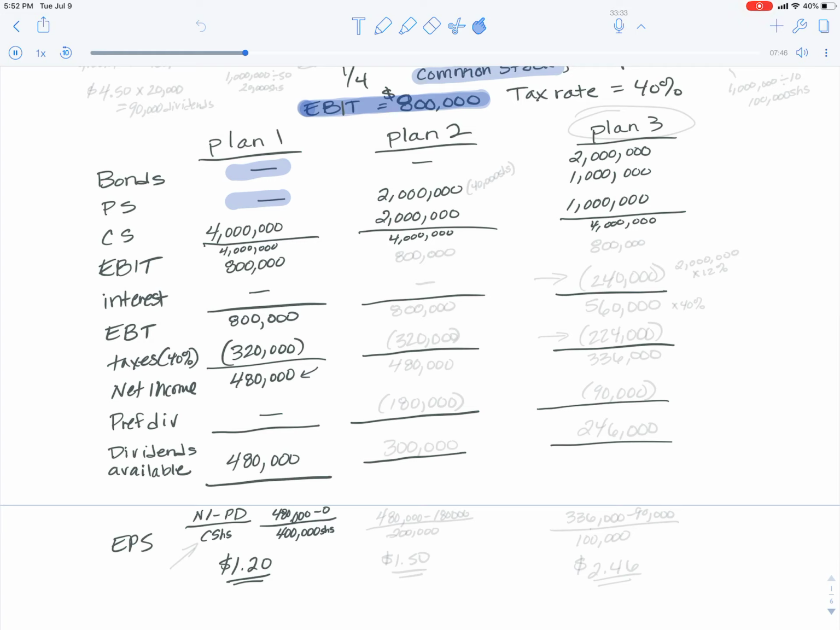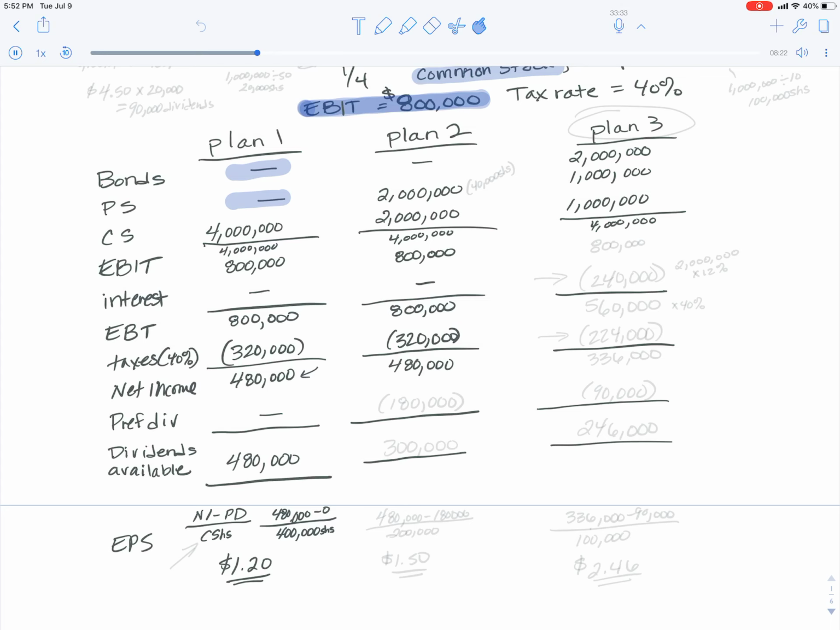Okay, let's look at Plan 2. So Plan 2, we still don't have any bonds, so we won't have any interest to pay. And we'll have to pay the same 40% tax. So we'll have the same net income. Now, because we have preferred stock in this scenario, we are going to have to pay dividends.